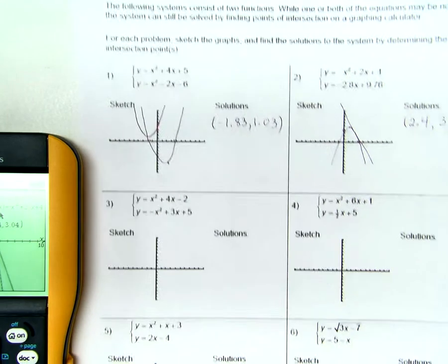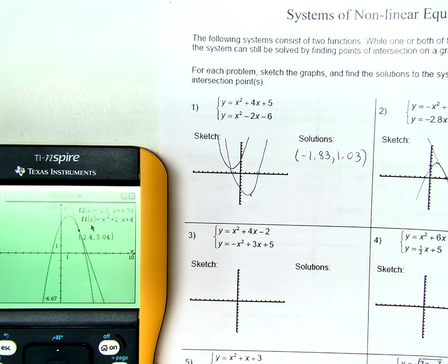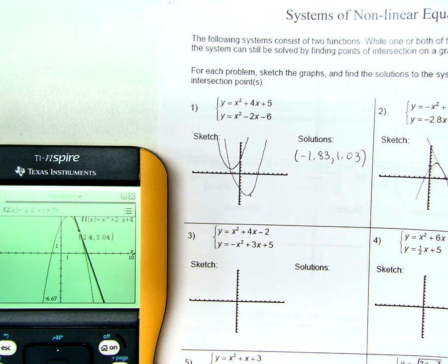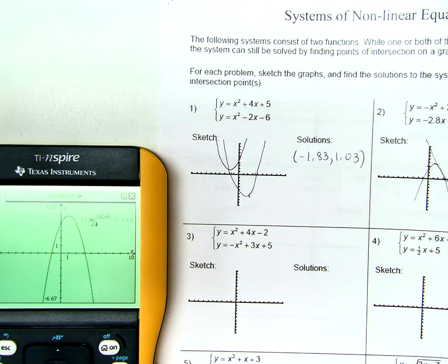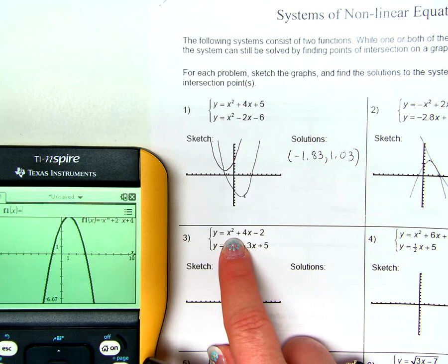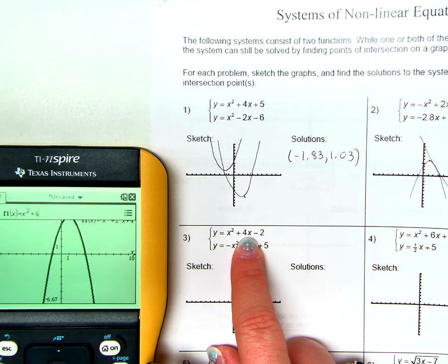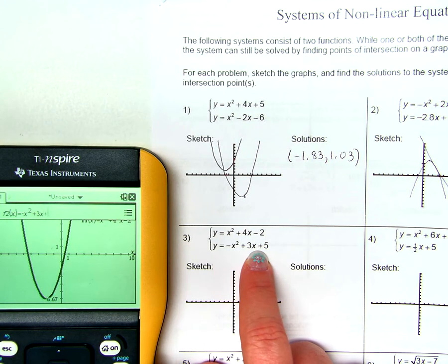Let's do problem number 3 as well. Okay? Problem number 3, we're going to tab to get our equation line up and hit Enter so it goes away, and tab again so we get our line up. Back here to enter these 2 equations. X squared plus 4x minus 2 and hit Enter. And then we're going to tab and enter negative x squared plus 3x plus 5. Okay?